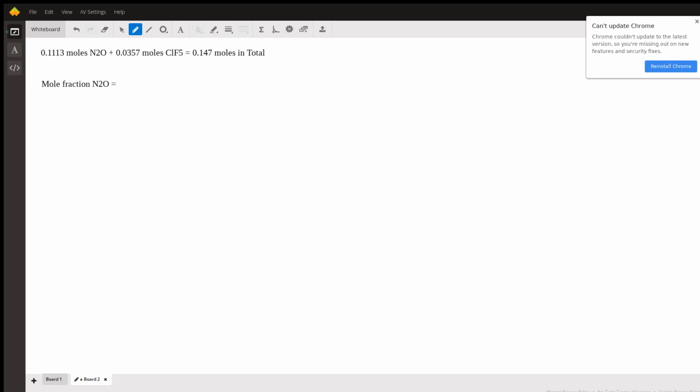Now the mole fraction of N2O is going to be a decimal, and it's the moles of N2O divided by the total number of moles, which is 0.1113 moles N2O divided by 0.147. It would be 0.757. And the mole fraction of ClF5 is calculated the same way, but with the moles of ClF5.